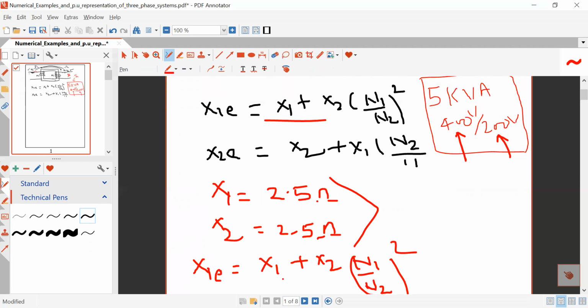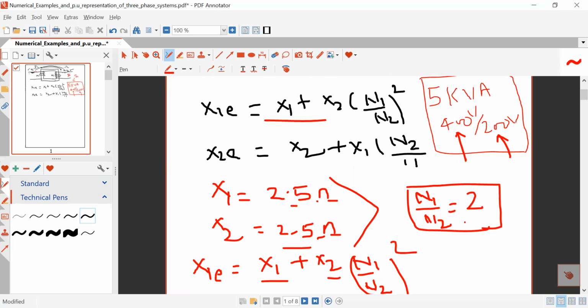And in this question X1 and X2 is 2.5 ohm, and N1 and N2, the turn ratio, will be equal to the voltage ratio, which is given in the problem 400 by 200, it will be 2. When transformer is lightly loaded, or when you ignore drop in the transformer winding, then the turn ratio will be equal to the voltage ratio. So N1 by N2 will be 2.